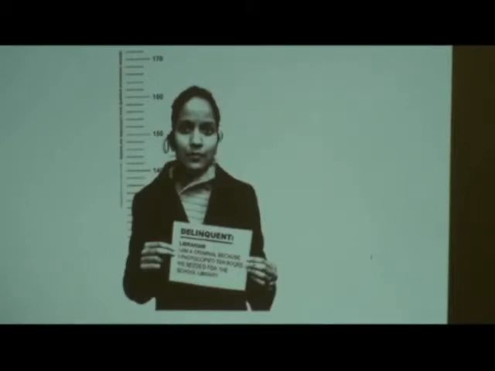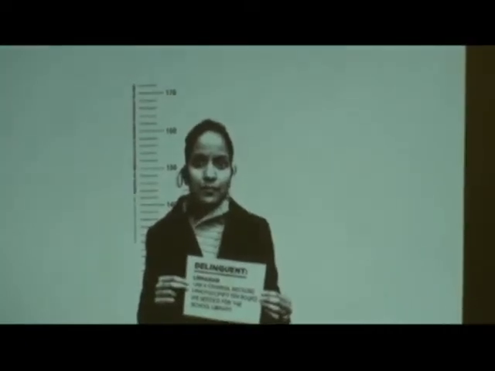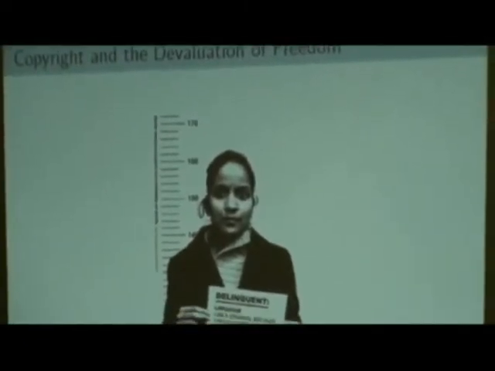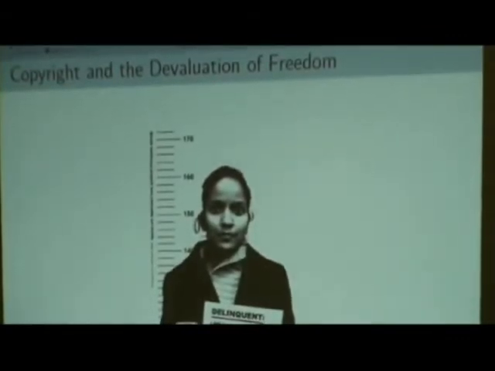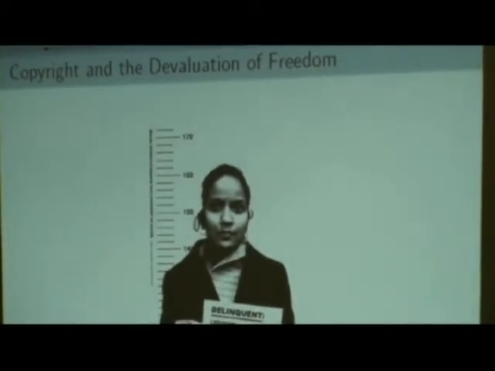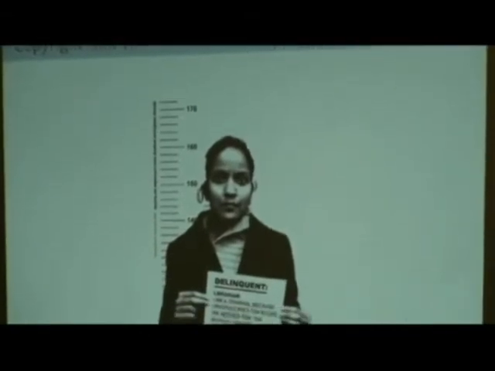And part of that is the whole thing about copyright. I know recently there was a talk here about copyright and intellectual property rights, but I'm interested in how copyright can actually devalue freedom and devalue the public domain, which is very helpful to the communities. And I'm not saying that you shouldn't have copyright.